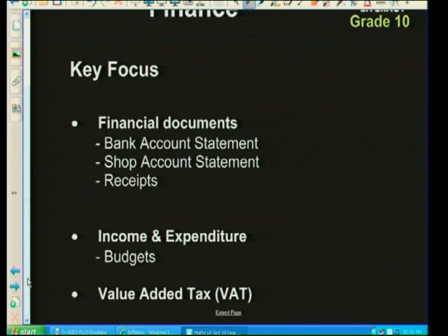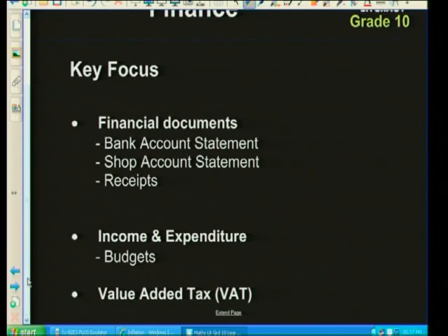After that, we're going to take a short ad break. And then we're going to come back and we're going to look at income and expenditure. And we're going to look at a budget. What is a budget? How do I create a budget? Okay, how does it work? And remember, we're talking about personal budgets. So I'm not talking about a budget of a business, but personal. Why? Because I'm in grade 10 and that business stuff is for grade 11.